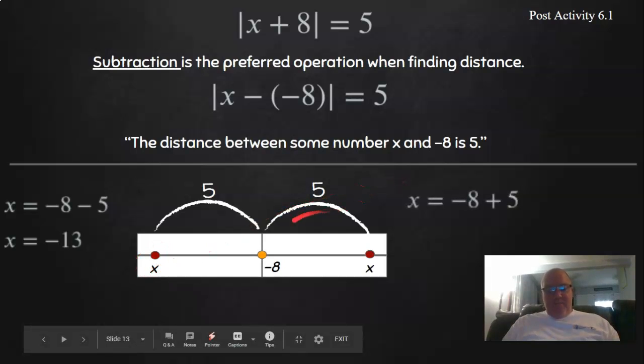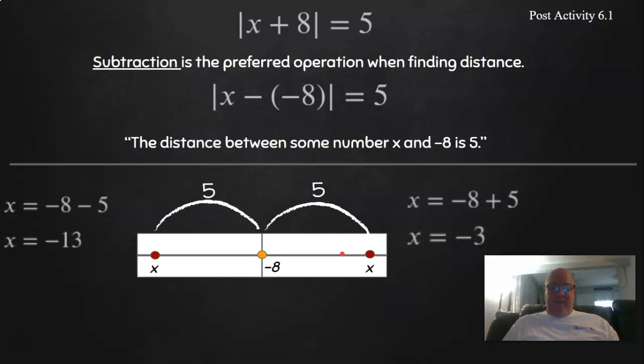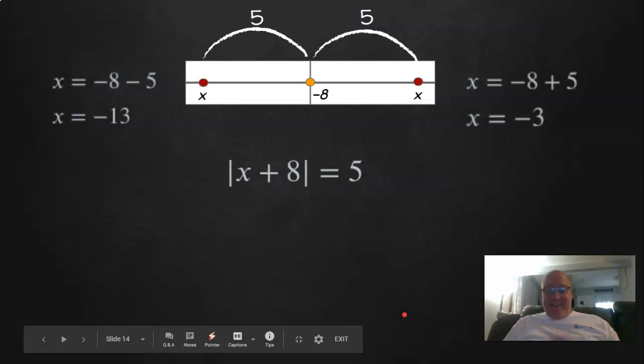On the right, we have negative 8 plus 5 units. That's going to give us this value of x here. So we can say x equals negative 3. So these are going to be our two solutions for this specific equation. Now, just to convince you of this, let's check this to make sure it works.